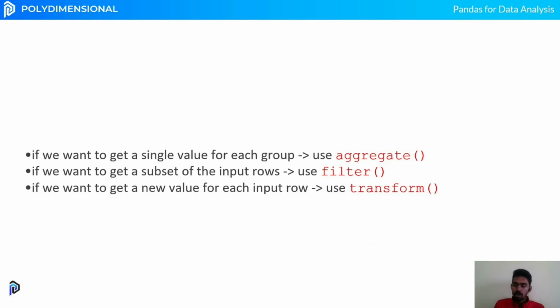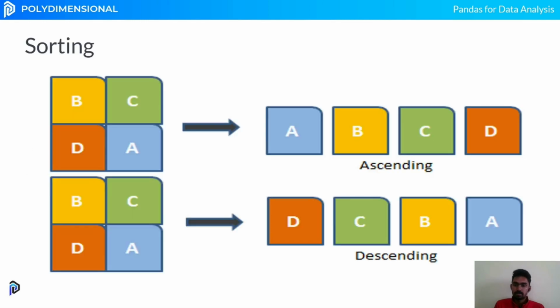You can remember these things. Aggregation returns a single value. Filter returns a subset of the input rows, and transform changes the value for the input rows. It gives new values. So when you want a single value, use aggregate. When you want a subset, use filter. When you want to transform the value, use transform.